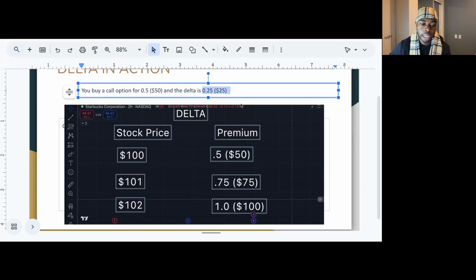One thing I like to look at when I'm looking at contracts is the delta to contract price ratio. 25 to 50 is 1/2, or 50%. So that's pretty big. That means off of a $1 move, I can make 50% of whatever I put in. So if I put in 10K, I'm making 5K in a matter of minutes, if not seconds. Okay, so I like to pay attention to that a lot of the time. And then from 101 to 102, I would gain an additional $25, so 75 to 100.